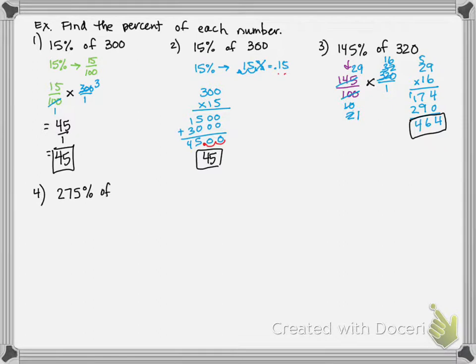275% of 4. So again, I'm going to turn that percent into a fraction. 275 over 100. Of means to multiply. And I'm going to turn 4 into 4 over 1. Now I'm going to look for things I can cancel. I'm going to change my colors this time.